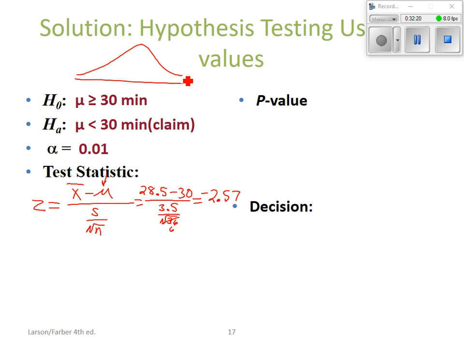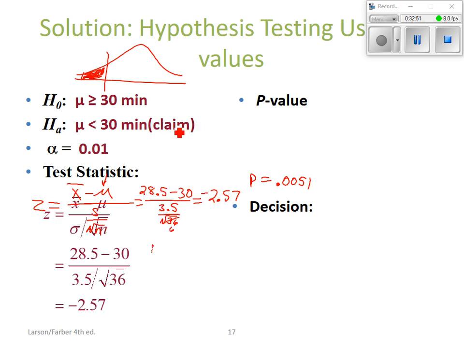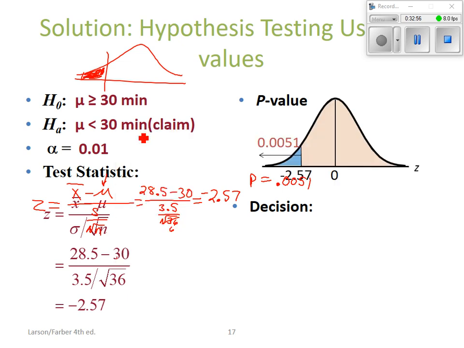Negative 2.57. I think it says 0.0051. So that's our p-value, that's the area. We're looking right here, that's the area in that little spot right there. Then we compare that, our p-value then should be right here. See if we did all this right. Negative 2.57. Then our p-value is 0.0051.